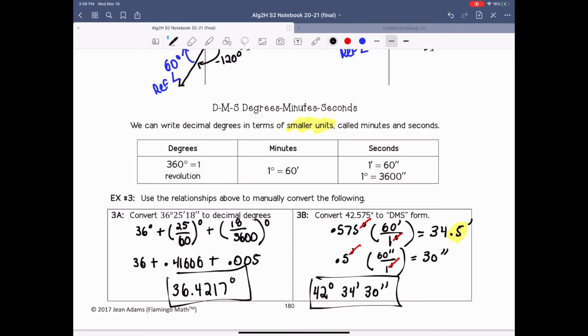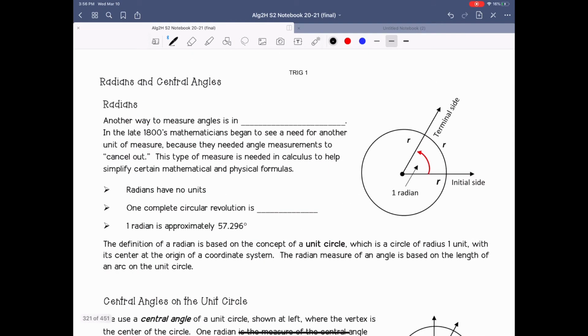Okay, so moving on to the next page, we are now going to discuss a different way of measuring angles. Up to this point, we have measured angles in terms of degrees, but just like feet and inches, there are other ways to measure the same thing, just using different units of measurement, right? So another way to measure angles is in radians. Radians is another way to represent those angle measures.